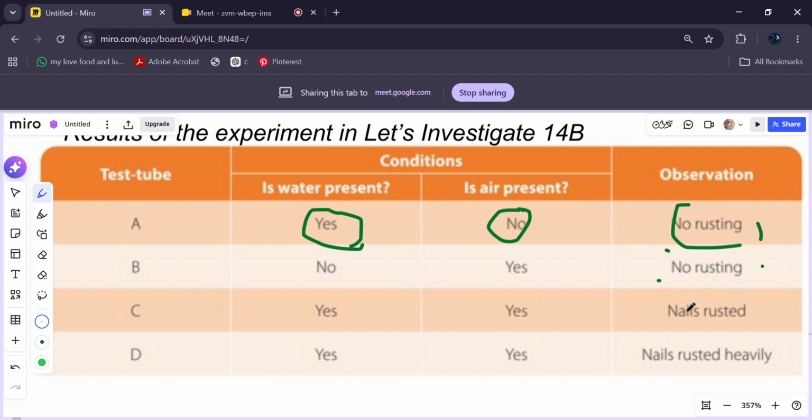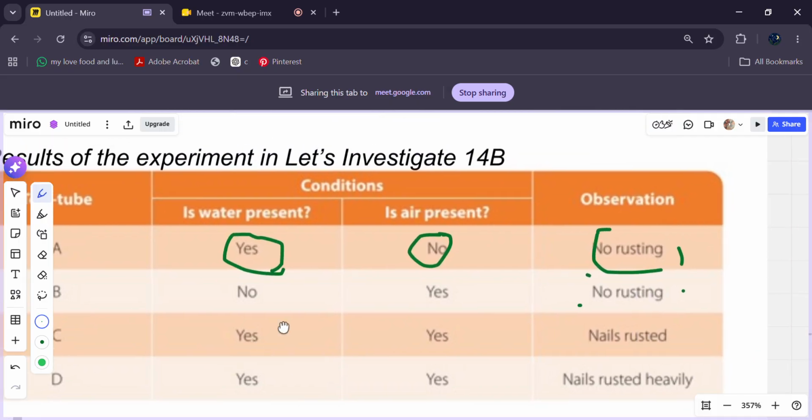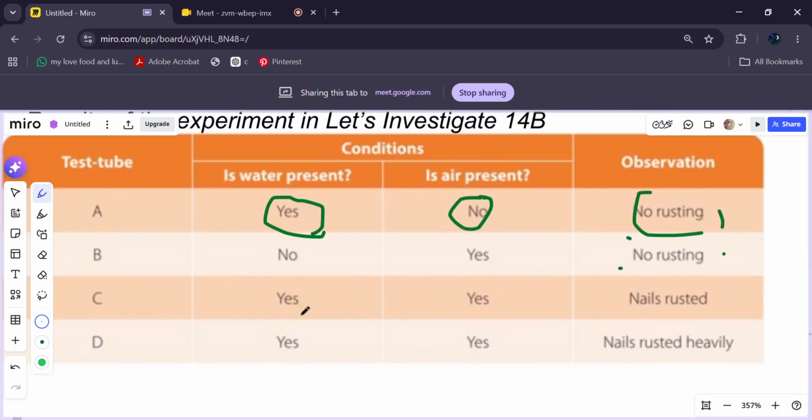But for D, instead of water, it's aqueous sodium chloride. After a week, the nail will have rusted very heavily compared to the other test tubes because D had aqueous sodium chloride. So both air and water are needed. From this table, we can conclude that both air and water are needed for rusting to occur.